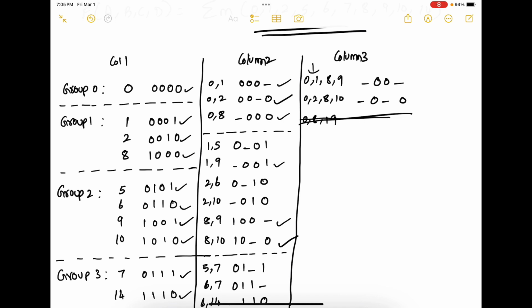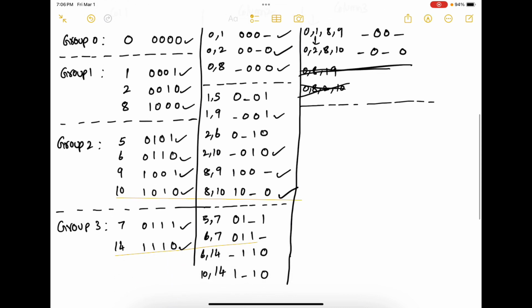Similarly, can you compare 0 8 with something else? You can actually combine 0 8 and 2 10 because the dashes align up and only 1 bit is changing. But if you observe this, 0 8 2 10 is nothing but 0 2 8 10, which is this one here. Therefore, we can ignore that. But make sure that you put a check mark. So that is all with the first group.